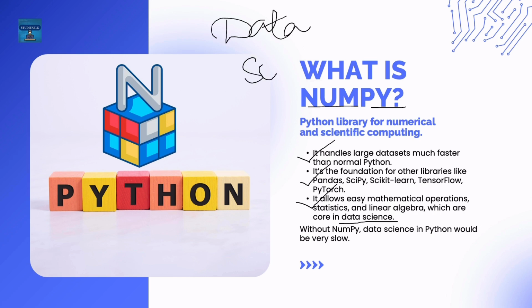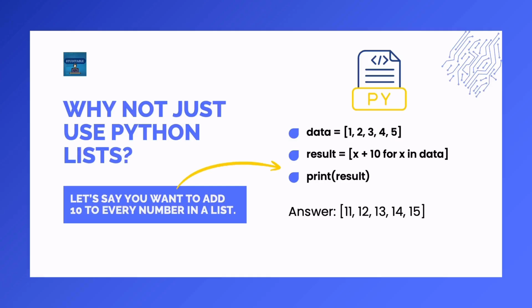So without NumPy, data science in Python would be very slow. This is a core library that helps us to handle large data sets, is the foundation for other libraries, and helps us to do easy mathematical operations, statistics and linear algebra, which are core in data science. So for someone in the data science area, NumPy is a must to understand. Okay, so this was NumPy.